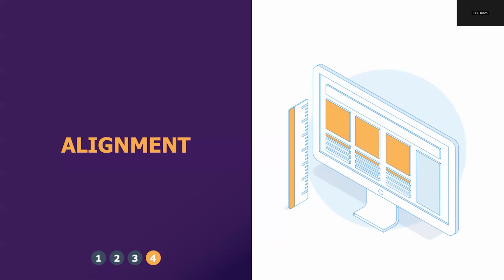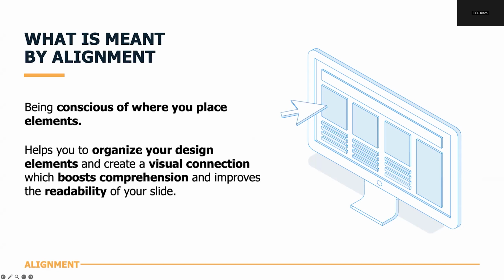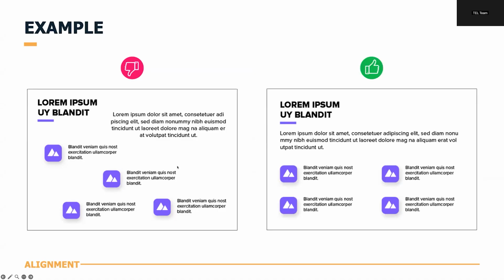Now, alignment is another thing. Aligning your content can help with your visual cohesion as well. What is meant by that is being more conscious of where you place elements on screen. Organize your design elements, create a visual connection, and that will improve readability. So here's an example of something that's aligned all over the place on screen. While something like this could work with a bit of changing around in terms of prominence and contrast, something like this works a lot better.